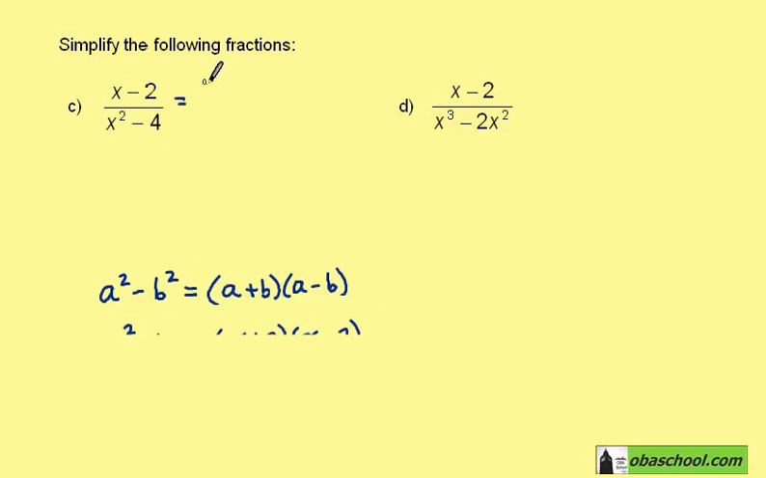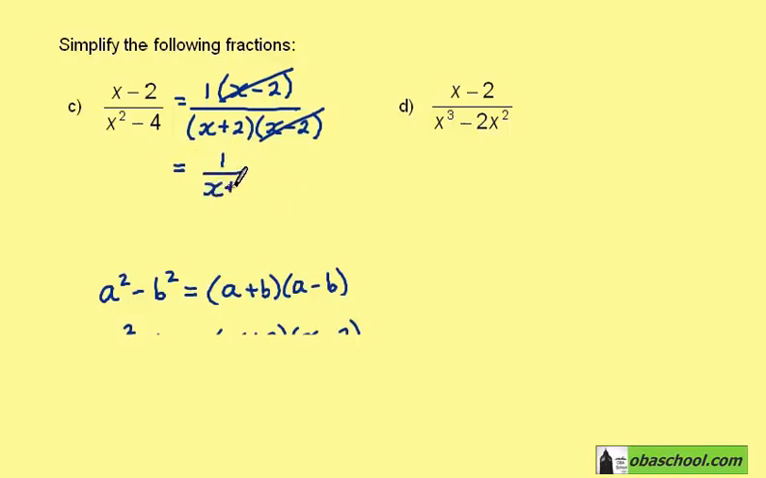So this fraction is 1 times x minus 2 over x plus 2 times x minus 2. The x minus 2's now will cancel, giving us 1 over x plus 2.